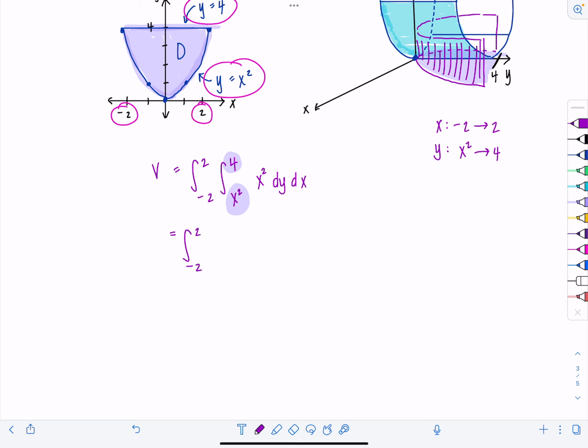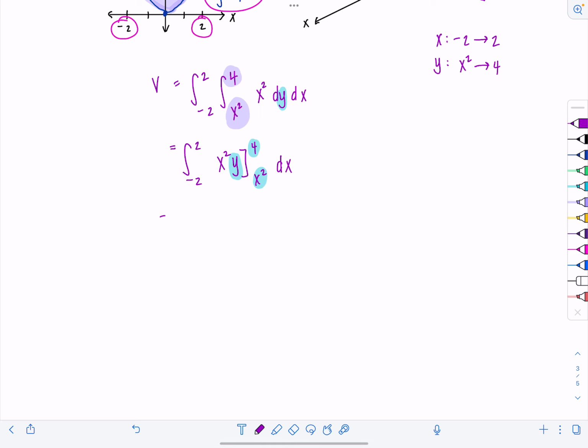Antiderivative of x squared with respect to y. So I'm just treating x like a constant, as if it was a 5. That means it's just going to be x squared y evaluated from x squared to 4 dx. All right, then I'm going to substitute these limits of integration in for which variable? Always remind yourself, who did I just integrate with respect to? Y. So they get substituted in for y.